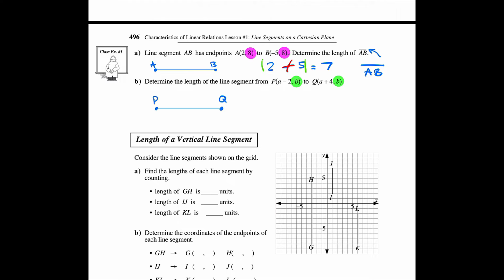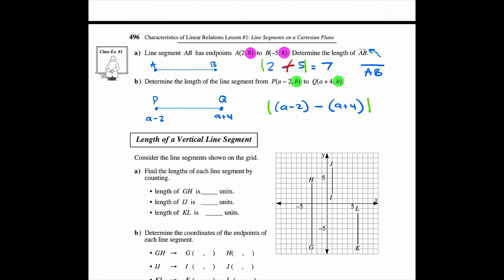Okay, now again, I don't know which one's the larger one and which one's the smaller one, but I know that one of the values is actually a minus 2 and the other one is a plus 4. So we just have to remember, what did we do? We just took one value, subtracted the other value, and used the absolute value of that. Okay, so in this case, what is the absolute value of a minus 2, that is point P, minus a plus 4, and that's going to equal the length.